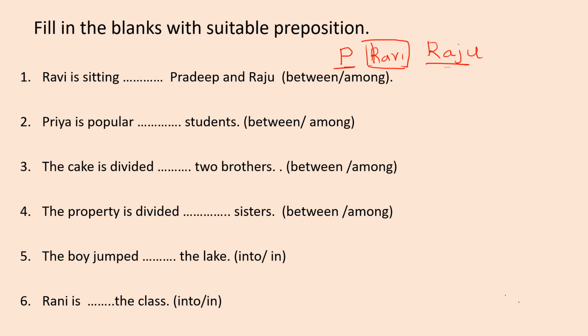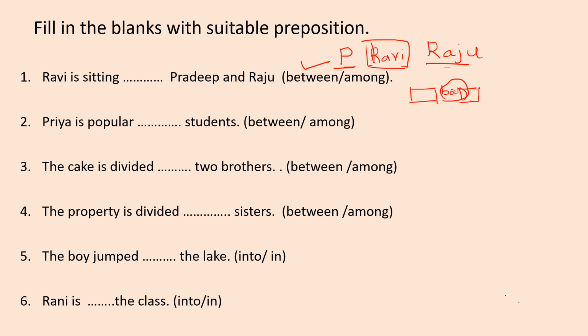One more example here. Suppose I kept one box here, and one box here. In between, I kept a book. See this one. This is called between. Now you may ask the question: Ravi is sitting, so what will be the answer? It is none other than between, because two things are there.